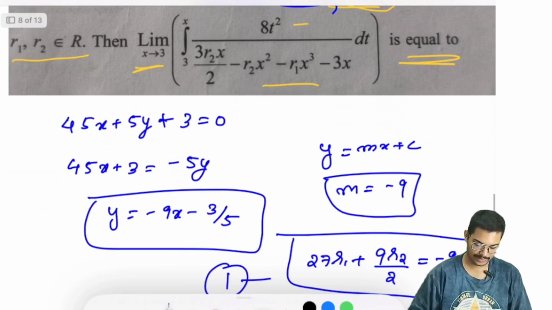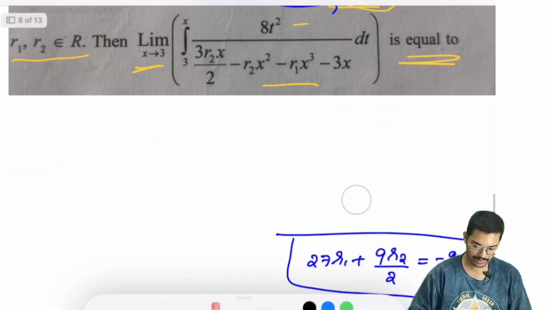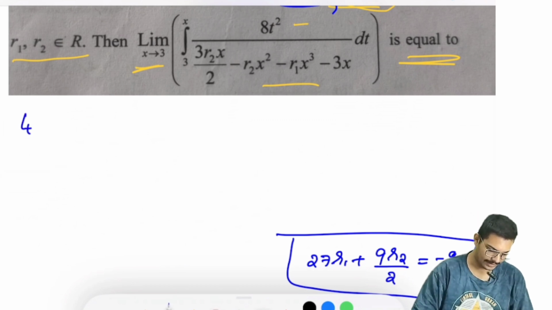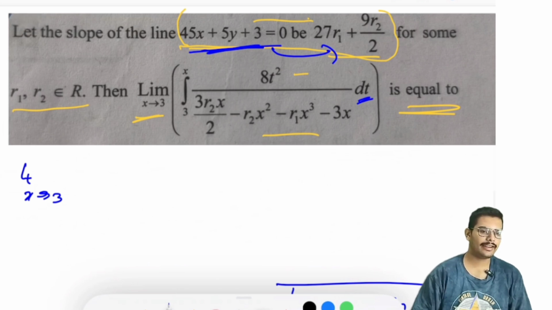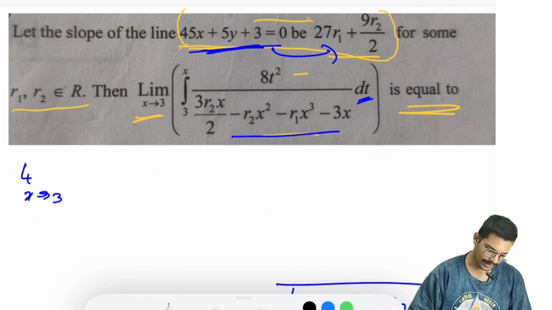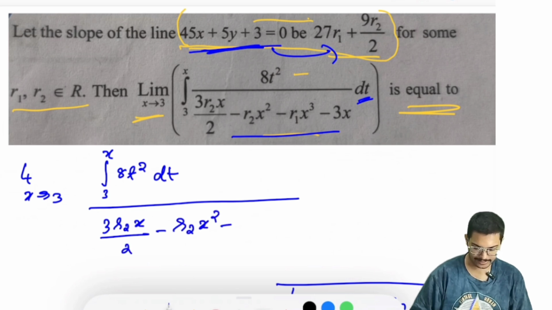What is this limit? Limit x tends to 3 of the integral. See, our variable is t. We are integrating with respect to t. When you integrate with respect to t, we can assume that x is constant because x is not varying, only t is varying. So you can write it as the integral from 3 to x of 8t square dt, the whole divided by 3 r2 x divided by 2 minus r2 x square minus r1 x cube minus 3x.